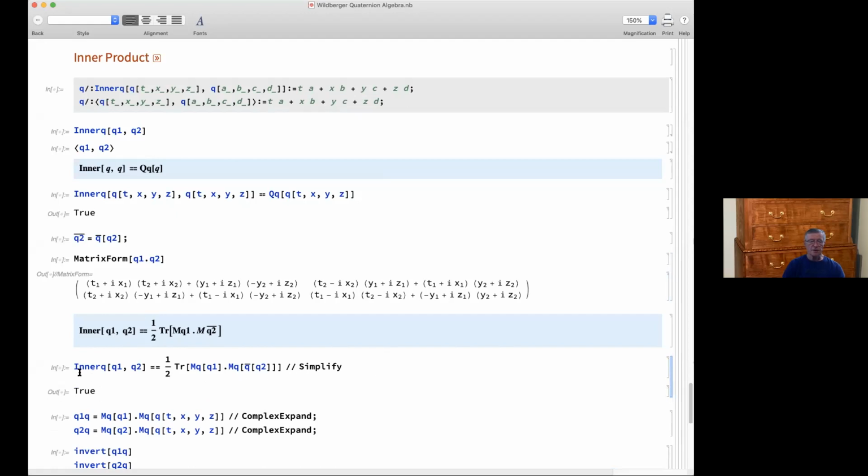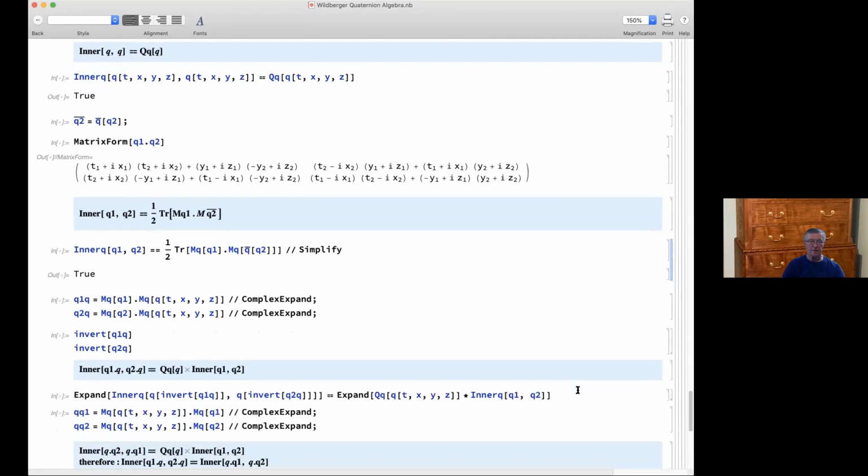So instead of messing with innerQ all the time, I can just take 1/2 the trace of the matrix multiplications. If I'm doing a quaternion operation and I end up with a matrix, then I might as well just use the matrix in its present form instead of trying to revert it back again. So all these turn out to be true.